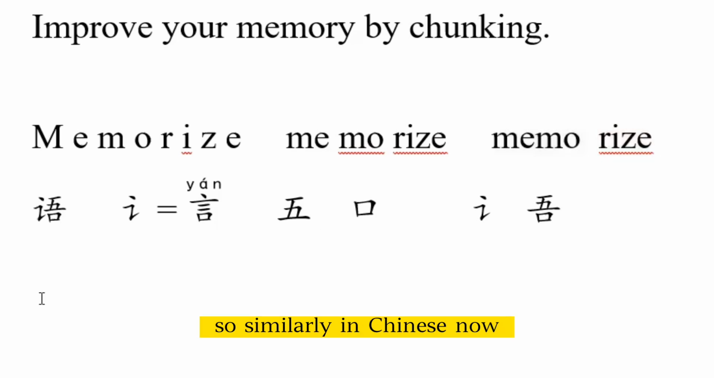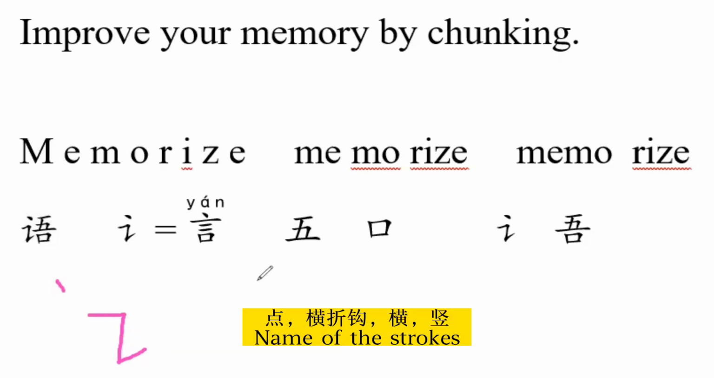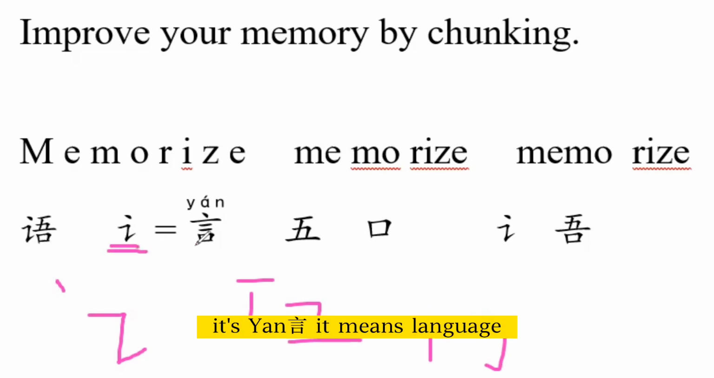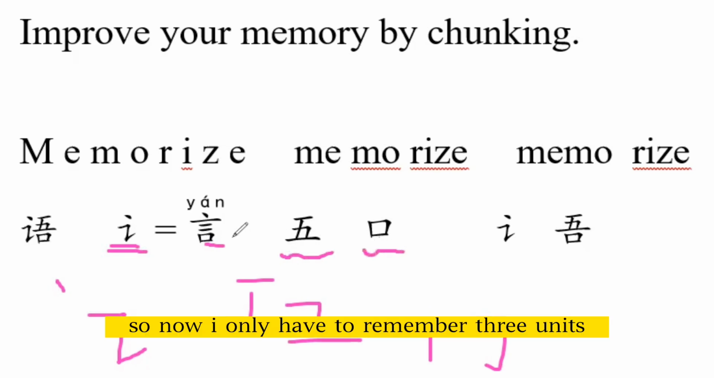Similarly in Chinese, now you see a character. Instead of reading it as the dian, heng, zhe, gou, the heng, the shu, and all the strokes, I can see different parts. Oh, I recognize this part. It's yan, it means language. And this part, oh, that's number 5. And then I see a kou. So now I only have to remember 3 units.